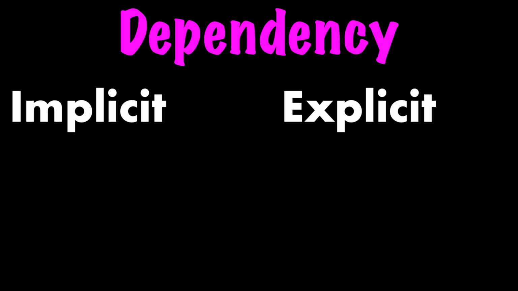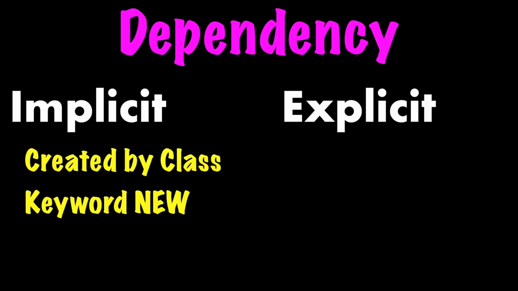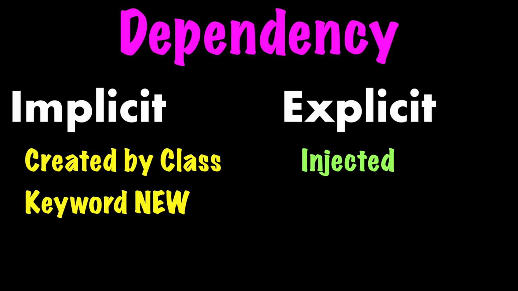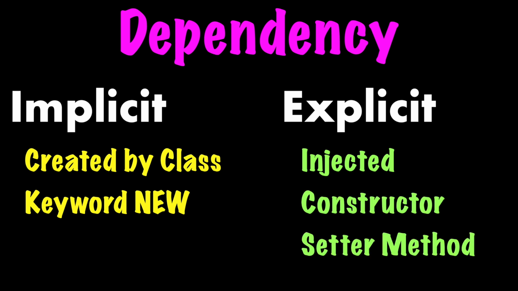There can be two types of external dependencies in your class: implicit and explicit. Implicit dependencies are created by the class with the keyword new. Explicit dependencies are not created by the class. They are injected into the class via a constructor or setter method. The keyword new is not used.